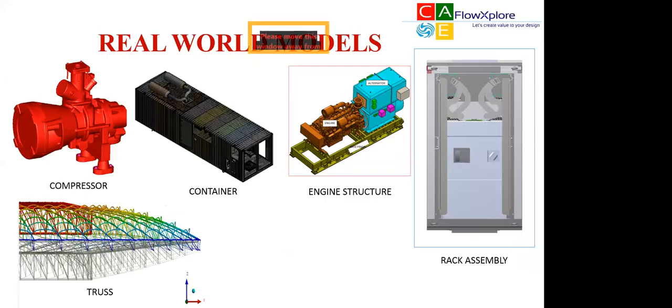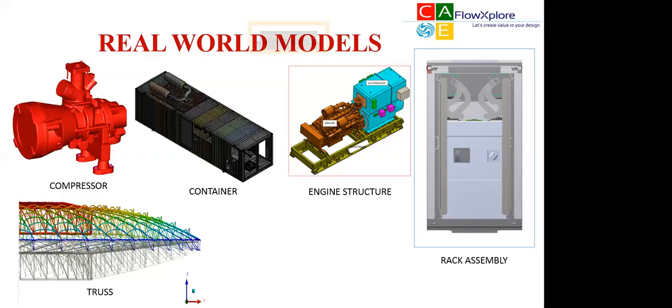Now you see some kind of structures with which we regularly work. These are really, really tough real world models. The first one is a compressor. Then you have a container, engine structures. It's a rack assembly, which we work on for DRDO. Most of the structures we work on are for DRDO. So these structures are really, really complex.